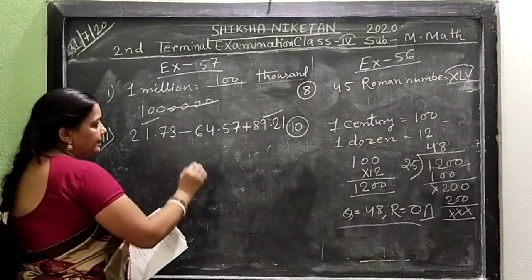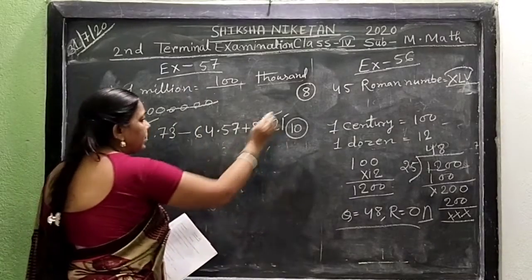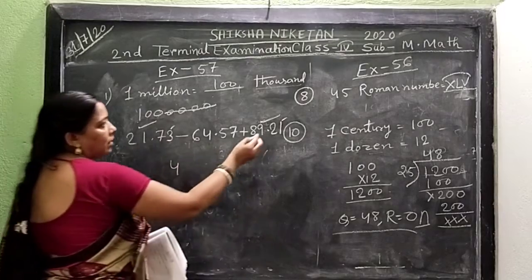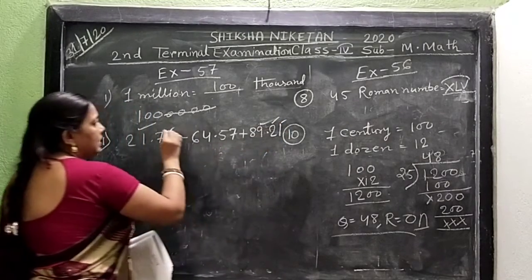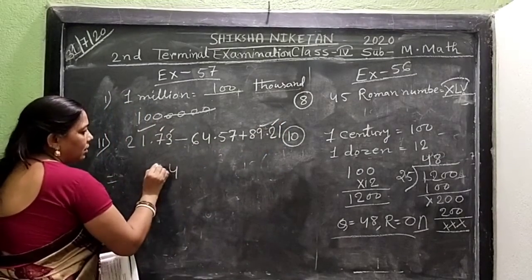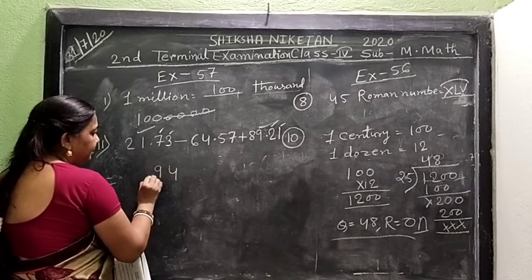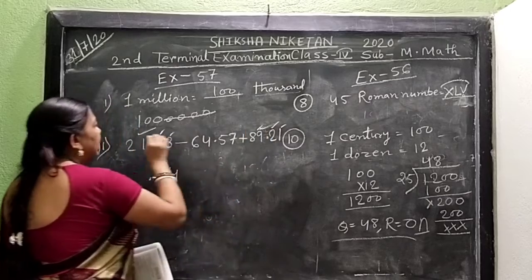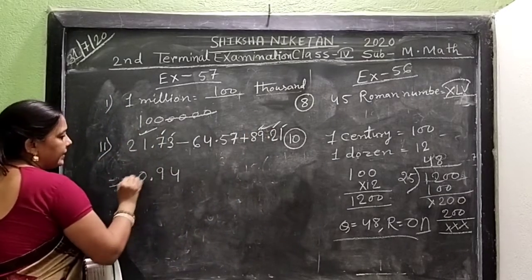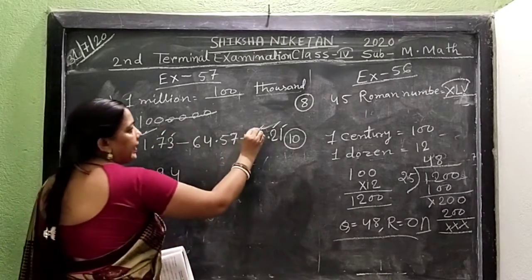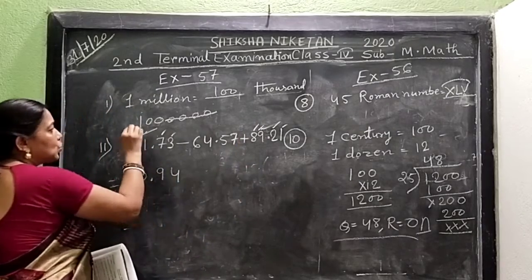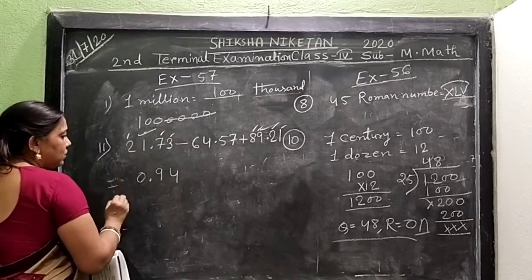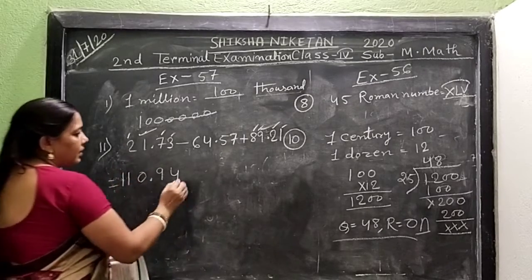3 plus 1, 4. 2 plus 7, 9. Put the decimal. Here is the decimal. Then 9 plus 1, 10 is 0, carry 1. 8 plus 2, 10, plus carry 1, 11. 10 plus 1, 11.